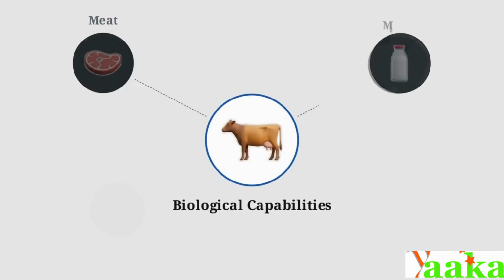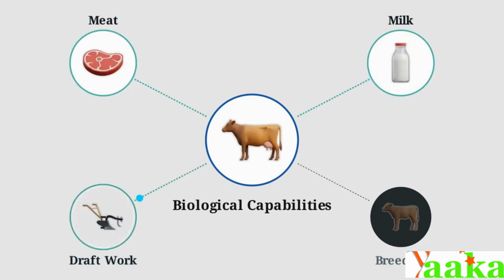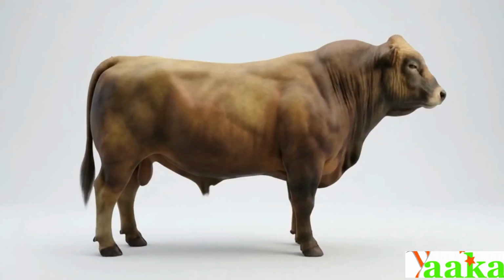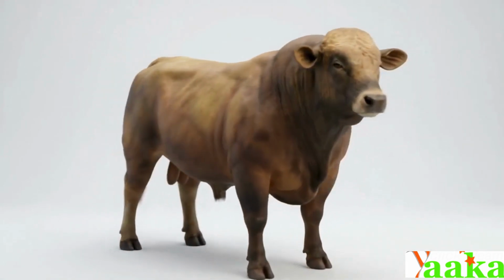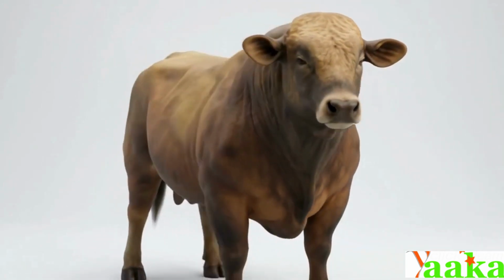The primary task of a farmer is to evaluate an animal and confirm that its biological capabilities match the specific production goals of the farm, whether that output is meat, milk, draft work, or breeding. We conduct this evaluation by observing three pillars of the animal's exterior: its shape, its form, and its general appearance.